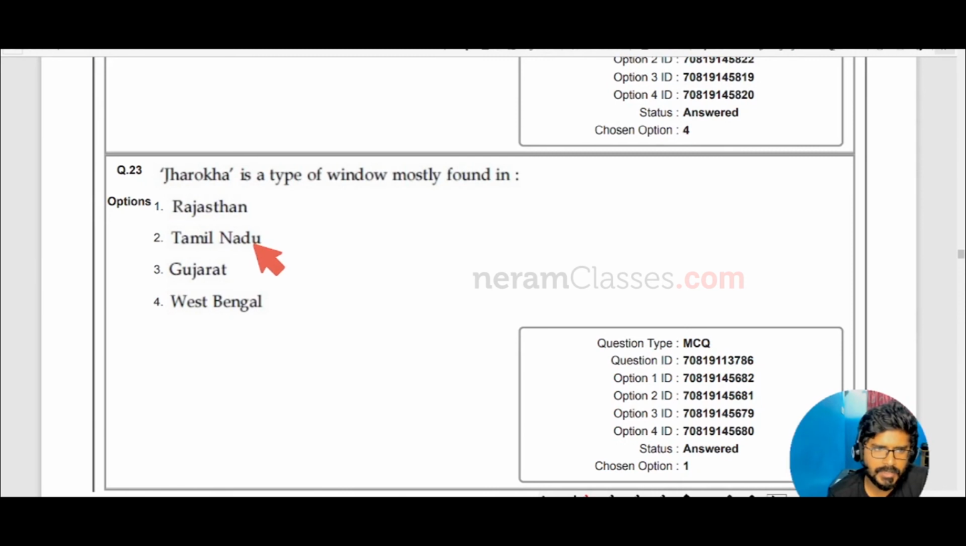Question number 23: Jharokha is a type of window mostly found in. The options are Rajasthan, Tamil Nadu, Gujarat, West Bengal. Window is a main element of Rajasthani architecture, where you can find the Hawa Mahal, which is known as the Wind Palace, which has about 1000 windows in the elevation. So windows are a main part of Rajasthan. So the answer has to be Rajasthan.